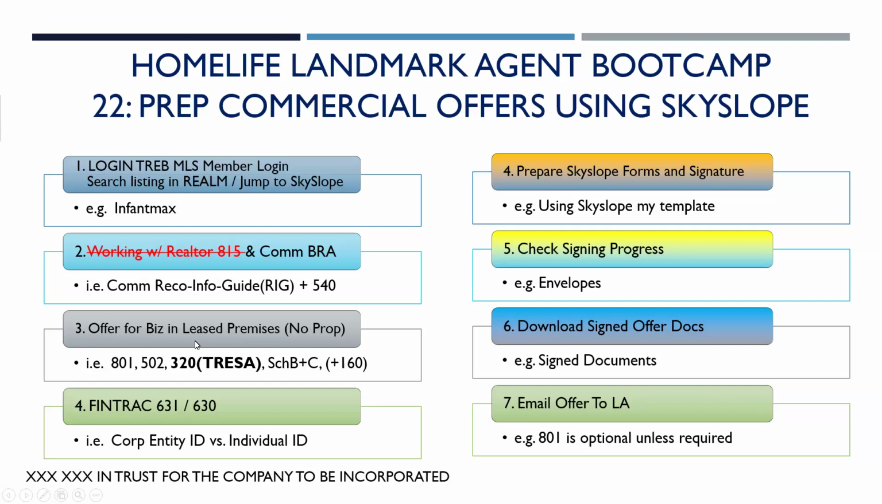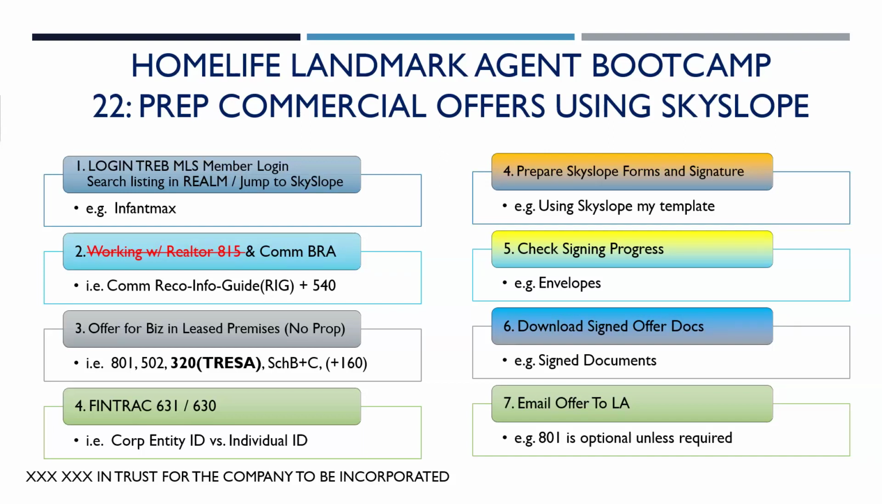Offer in business for a listed premise, that means no property. This one uses the form 502 and the transfer 1320. They changed again, just two versions already this year. Then we will have schedule B and C and 160. I'm also simulating myself as an agent buying this business. And the last thing is FINTRAC. Because this is commercial, we have 631 and 630: 630 for an individual, 631 for a corporation.